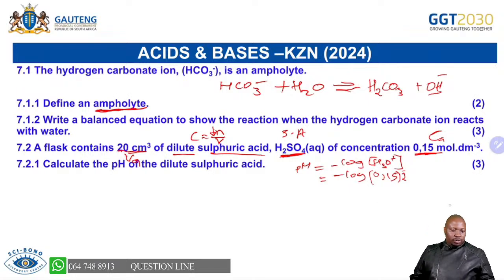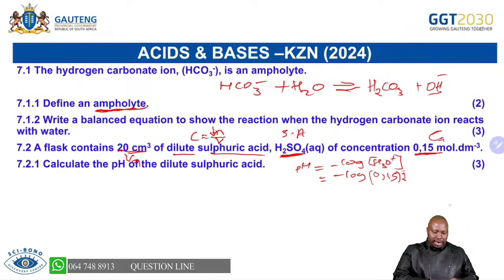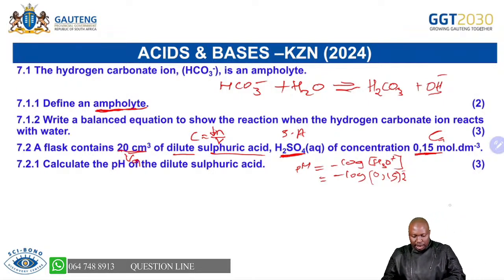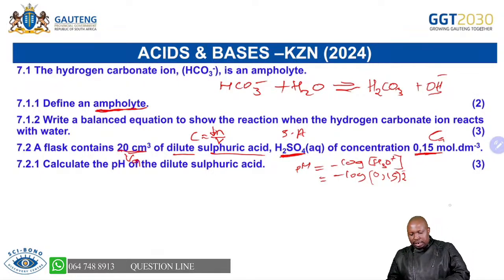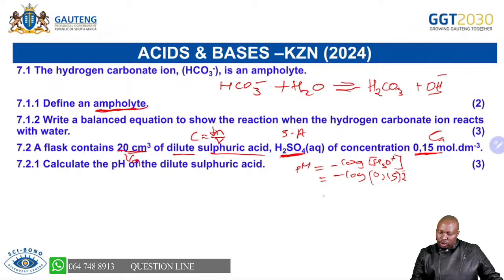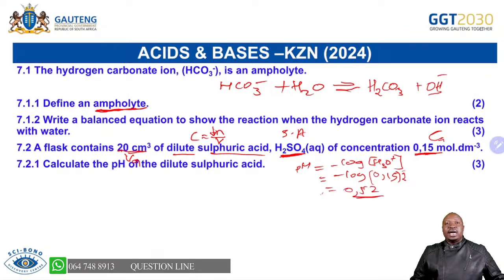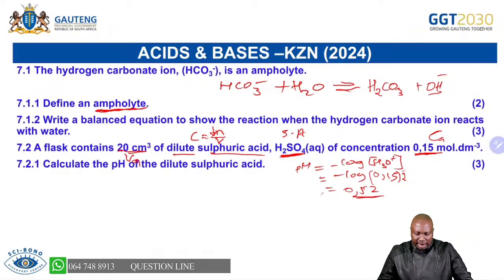Then you take your calculator, you do the same. You press minus log, and then you say 0.15, and then you multiply that by 2. 0.15 times 2 is 0.30, so you can just say minus log 0.30, and then you get 0.52. Then you write your answer, that is 0.52. And you know we don't have SI units for the pH, you just write it like that. And that's how you got your 3 marks, guys.